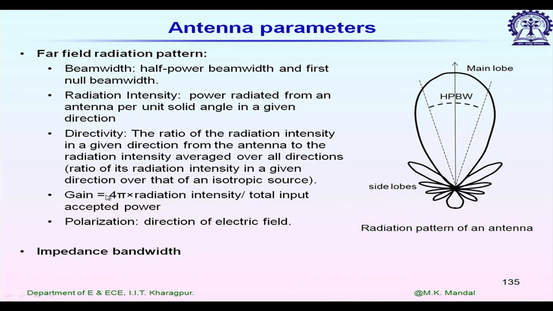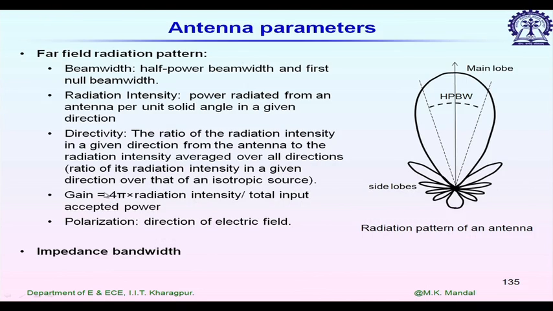Next, we consider another parameter, gain. When we define the directivity of the antenna, we do not consider any loss inside the antenna structure, but in practice we have to face this loss. So, if we want to incorporate this loss in the directivity definition, we use what we call the gain of the antenna. This is defined as 4 pi times the radiation intensity divided by the total input accepted power.